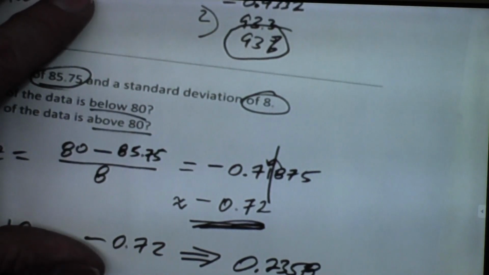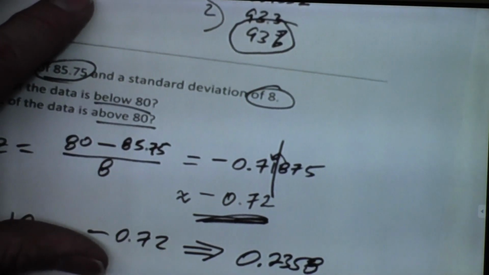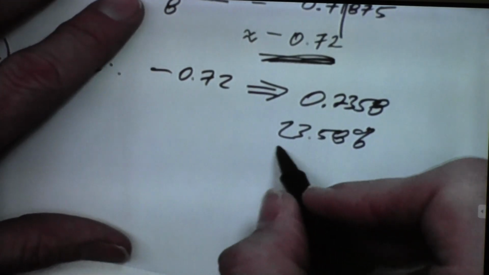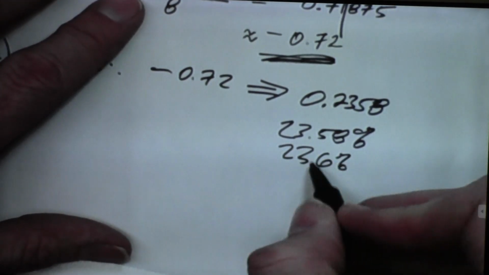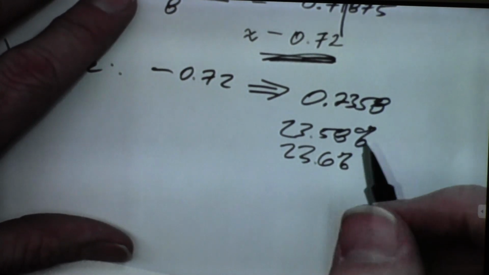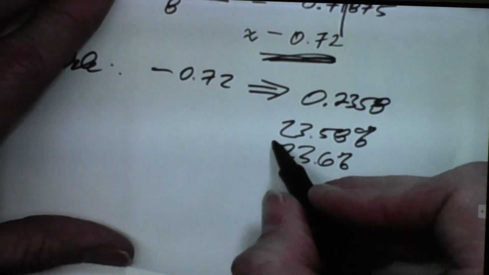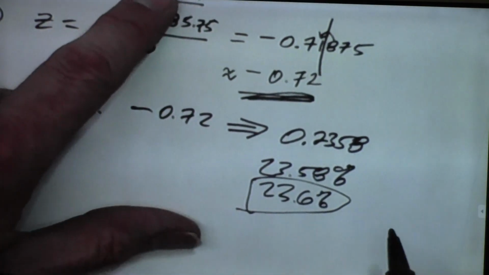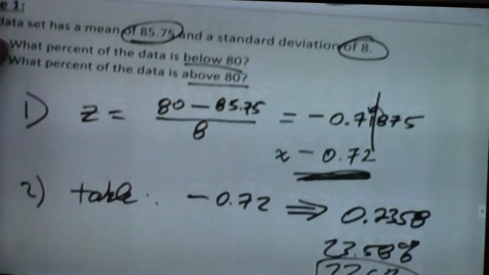Simply a percentage, 23.58%. I would probably just round that to 23.6. That's so much in the middle that I probably wouldn't make that 24. You could get away with probably saying 24, but 23.6 is probably the most reasonable here. So the percent of data below 80 is 23.6%.